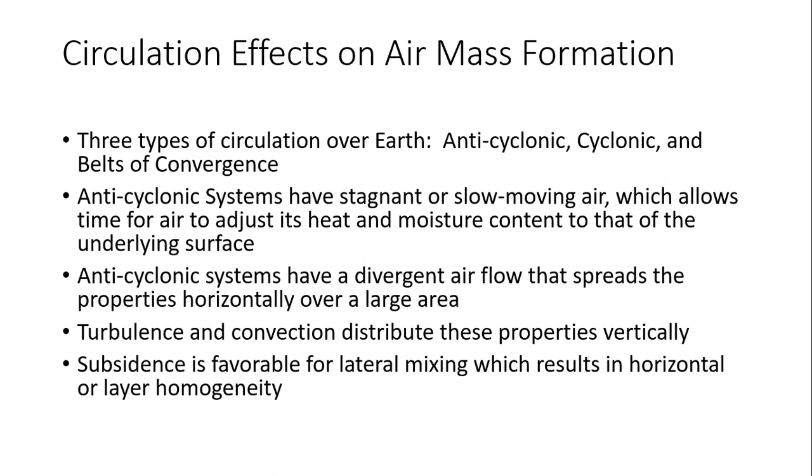Now, turbulence and convection, and typically we see a lot of that during the heating time of summer. Again, when we're talking about air mass, getting similarities in the air mass, turbulence and convection are going to distribute these properties in the vertical. Subsidence is a way of saying the air is sinking in the atmosphere. This is favorable for lateral mixing, side-to-side mixing, which results in horizontal or overall layer homogeneity, all right, or similarity.